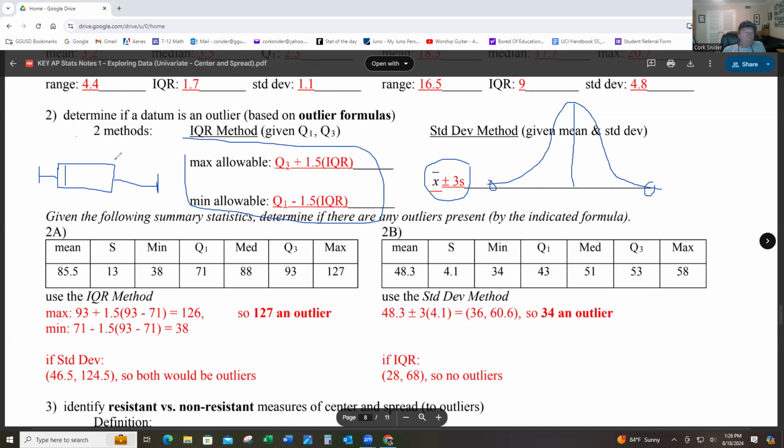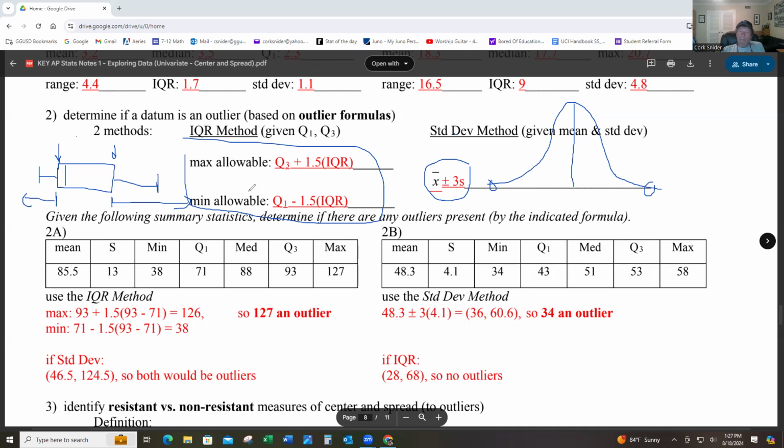So you got to go Q3, right where the arrow is, subtract Q1, and you multiply it by 1.5, whatever that is. And then you add it to this spot right here, and it runs this way, and anything beyond that is an outlier. And you subtract it from this spot right here, from Q1, anything beyond it this way. Okay? So those are the two methods.